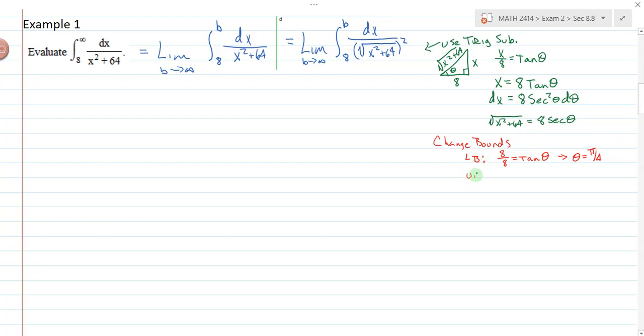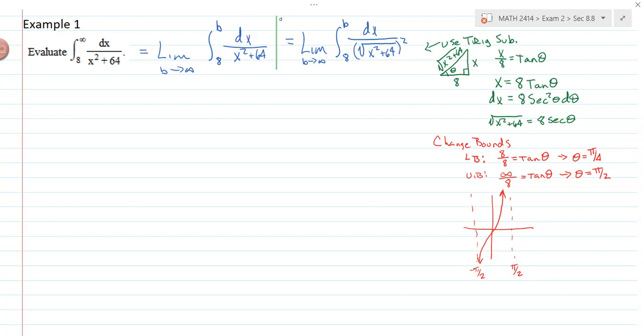Now let's look at our upper bound. I have a b here, and if I put b over 8, isn't that just infinity over 8? So what is theta going to be? Pi over 2, isn't it? If you don't remember that, think about the graph of a tangent function. The tangent function looks like this, and when tangent's going off to positive infinity, that means that the angle is going to be pi over 2. If it was going off to negative infinity, the angle would be negative pi over 2. You've got to remember your trig graphs. And if you forget, just graph them in your calculator.